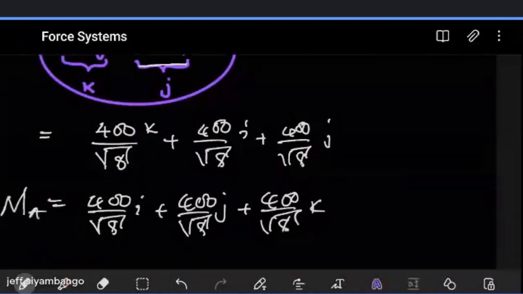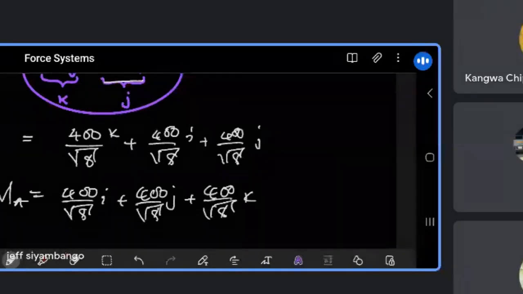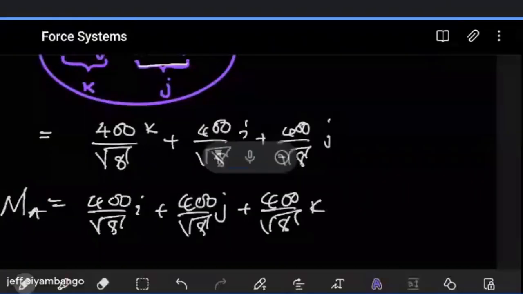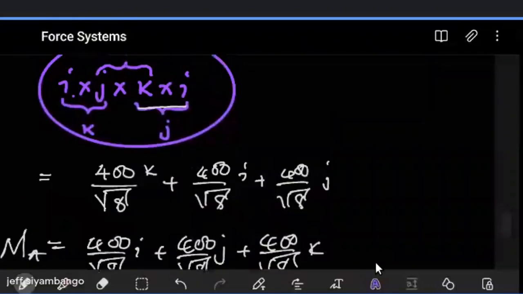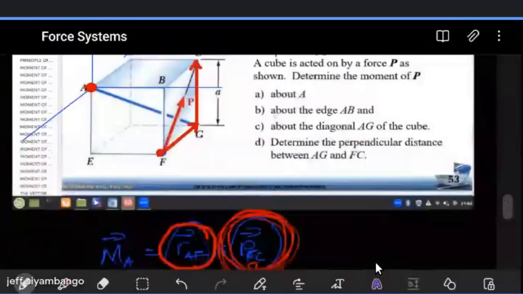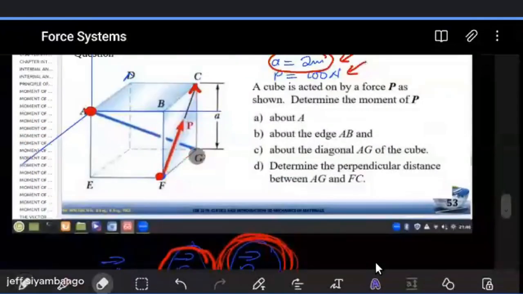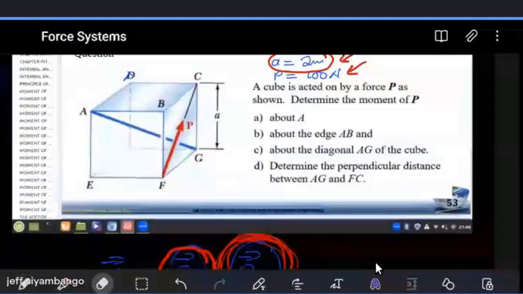So notice that this is just the moment about point A. Now this is where we go towards the moment of a force about a specified axis and see how it works. Now, the question that follows, let's see it. In the question that follows, they are asking us to determine the moment of P about the edge AB. So everything else that will follow, you guys, is going to be less involving than what we've done. The hard part was just that first part. So we now want the moment of the force P about the edge AB.